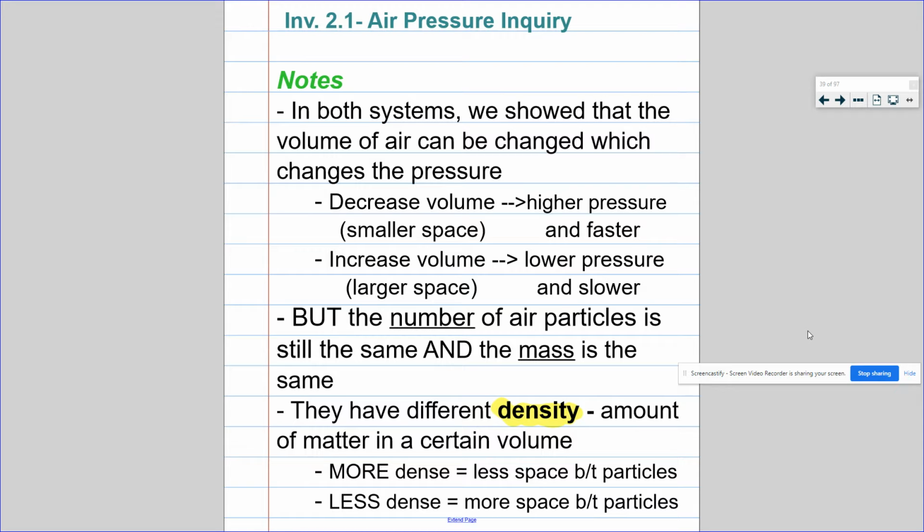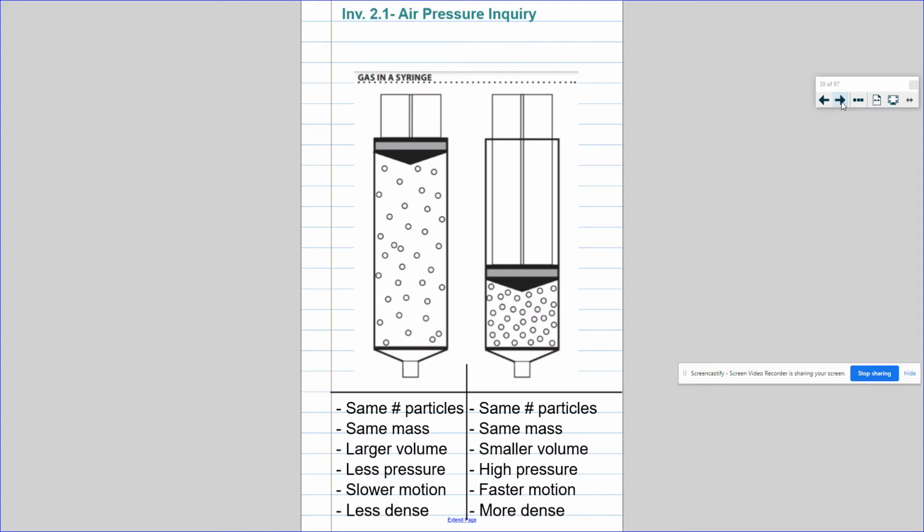So if something is considered, we're going to use these words a lot, like more dense, less dense. If something is more dense, it means that there is less space between your particles. All right, so it means they're more squished together and there's less space for them. If things are less dense, it means there is more space between your particles. They have more room to spread out.